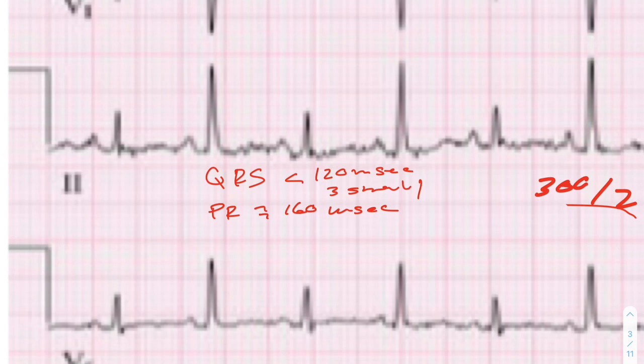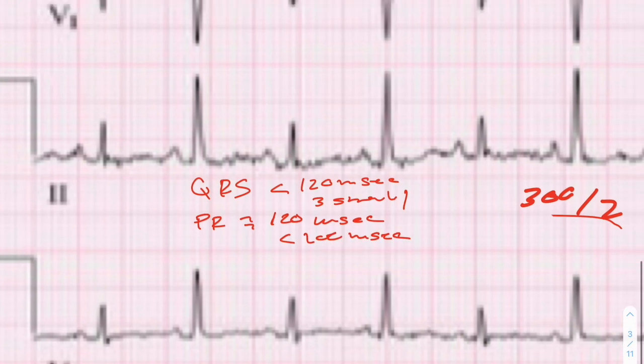Well, that's not right math. If it was 3 small boxes, then each box is 0.04 seconds, so it would be 120 milliseconds, which is grand. It's hard to tell really. It might be 4. No, it's probably 3. Okay, we'll stick with that, which is fine. We're still just looking for less than 200 milliseconds, so that is well within our range for the PR interval.